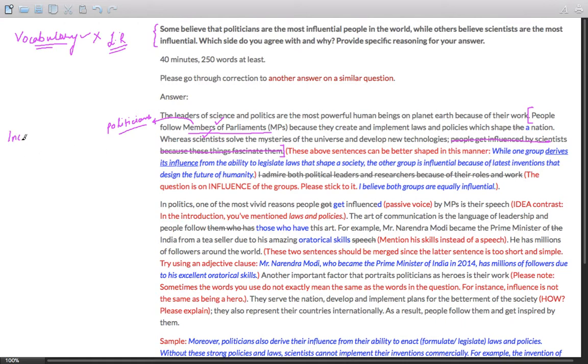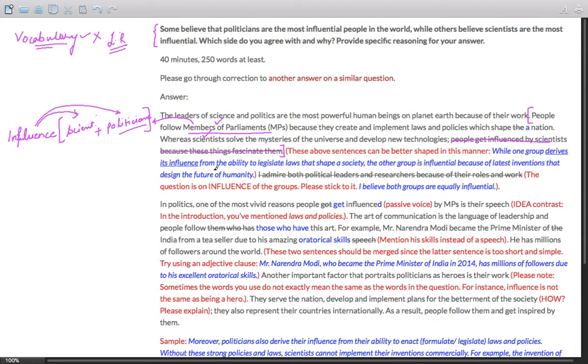This is how you structure a sentence. You can keep the influence part common and assume this is a mathematical equation. You keep scientists and politicians inside the bracket. Okay, so influence is common for scientists as well as politicians. Now try writing it again.